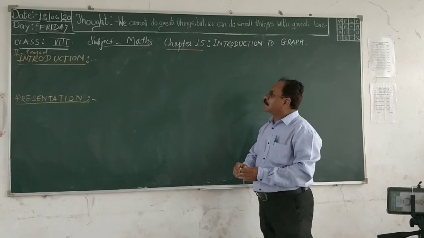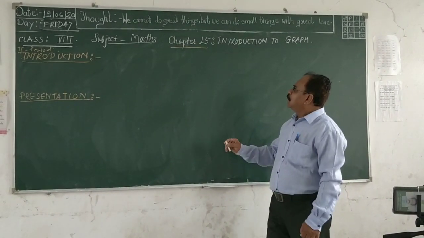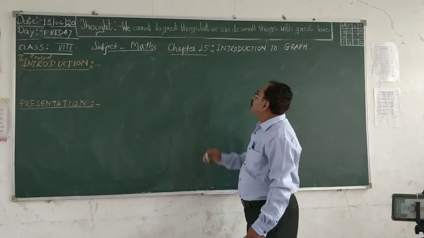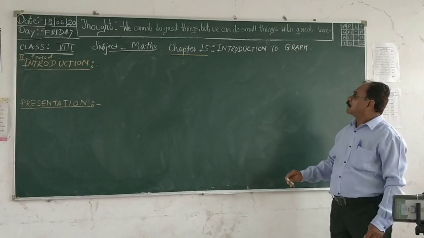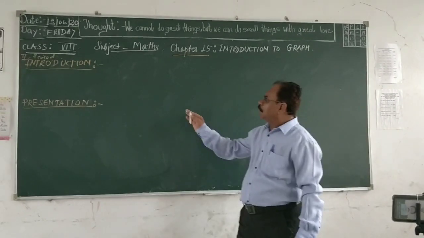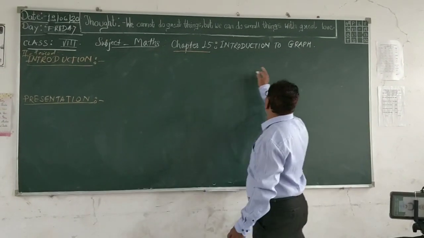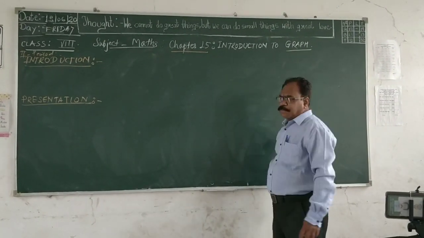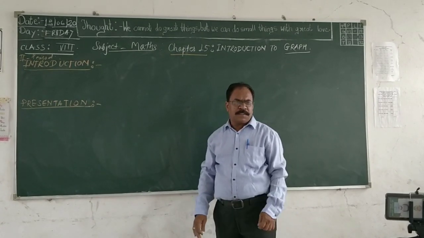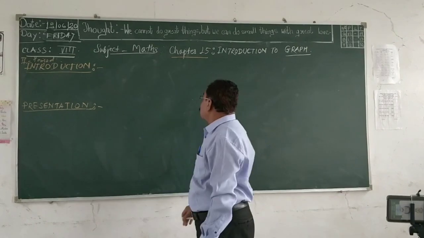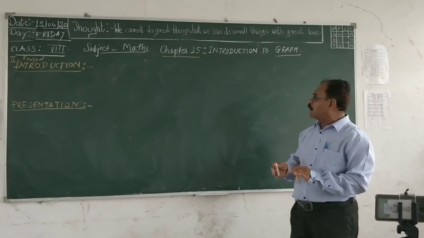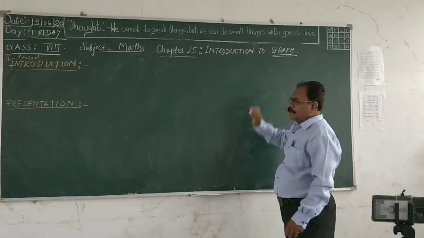In this class, class 8, I am going to teach you mathematics, and the chapter is chapter number 15, Introduction to Graph. First of all, in the introduction, the name itself explains the graph. So where do we find this graph? In the lower classes, the students know only the graph and the graph paper. Graph paper is different. But what is a graph?